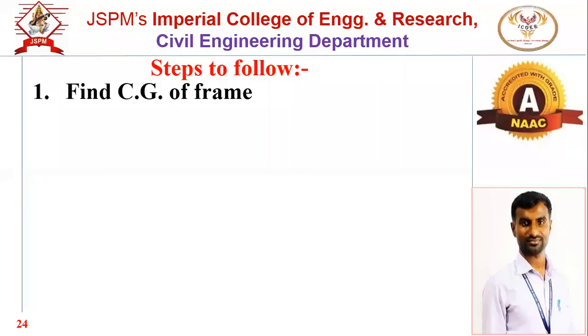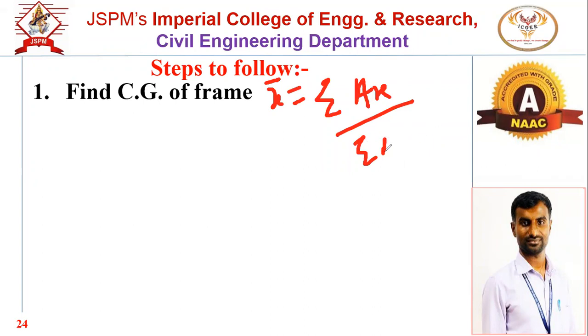3 steps to follow for cantilever beam. First step is to find out the CG. So the formula will be x bar is equal to summation AX divided by summation of A. So area of each column we have to find out, or you have to consider. You will get the x bar.